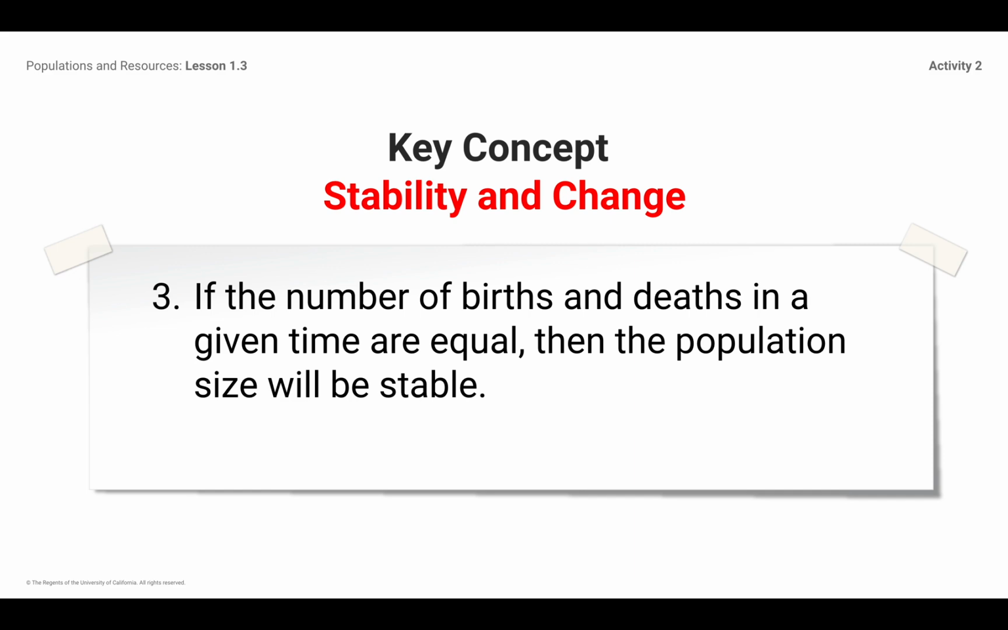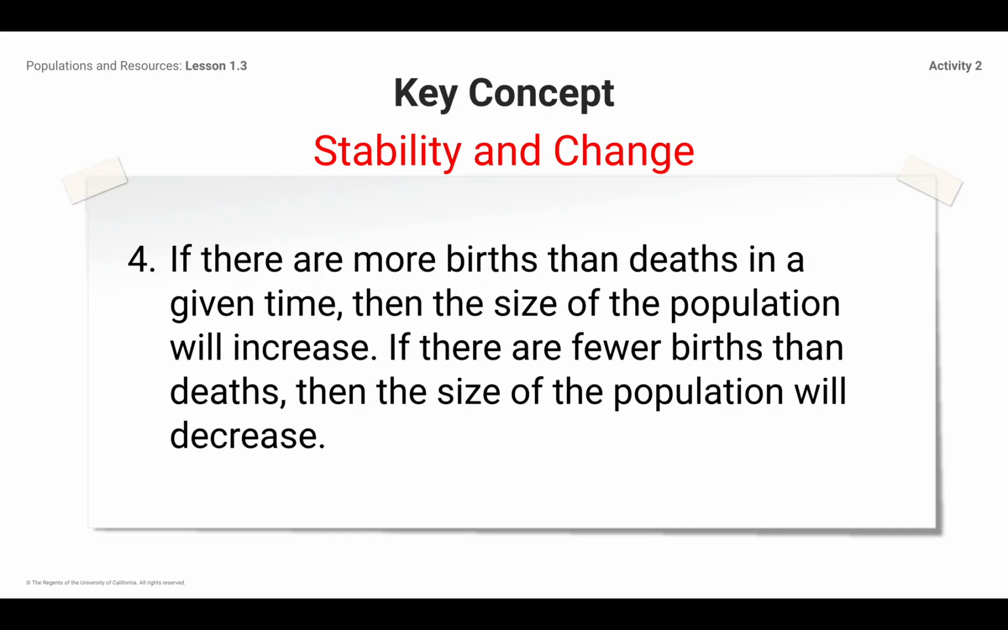Key concept number 3 says, if the number of births and deaths in a given time are equal, then the population size will be stable. So this is just really digging into what we did in key concept number 2. It's kind of just highlighting that first part.